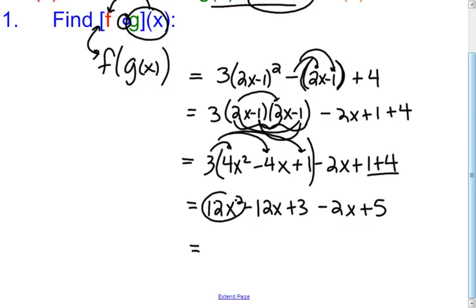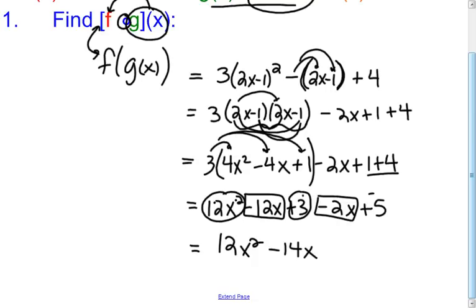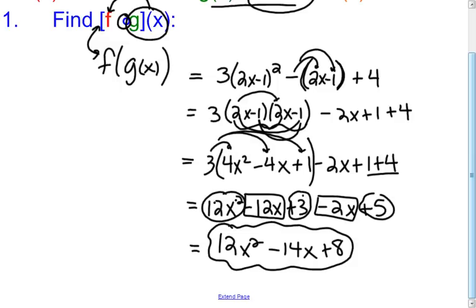So I have 1x squared term right here. And then I have negative 12x here and negative 2x here. So that makes negative 14x. And then, of course, I have my 3 plus my 5 to make 8. And that's as simplified as I can get it. All of my like terms are combined, and I can't do anything else right here. So this is my answer to this problem.